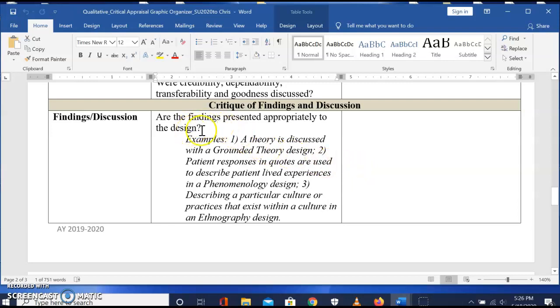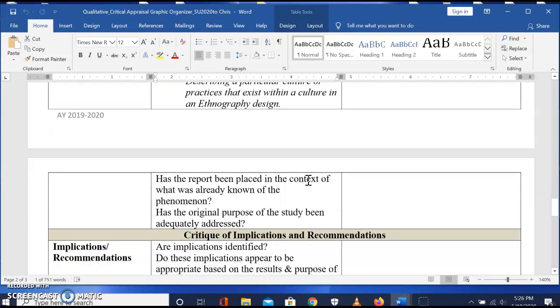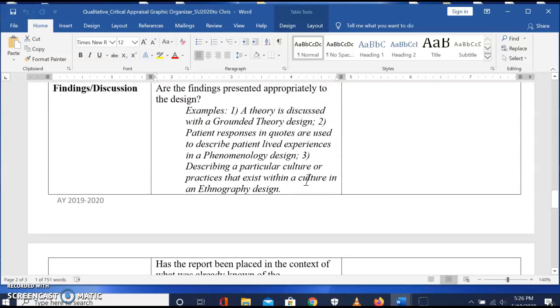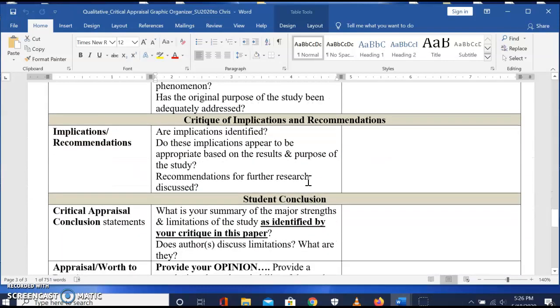We want you to ask the question, are the findings that the researcher reports correlating with the type of design? So for instance, in a phenomenology design, you would want to see patient quotes in the paper for the findings. You would want to see the lived experience of the subjects, of the participants in the study.